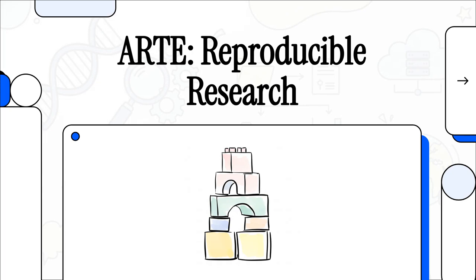Hey everyone, and welcome. Today we're diving into a huge topic in the scientific community, the reproducibility crisis. I mean, think about it. How can we trust research if we can't get the same results twice? It's a real problem. But the good news is we're going to look at a super practical, step-by-step solution called ARTE, which is all about making your work transparent, solid, and, you guessed it, truly reproducible.